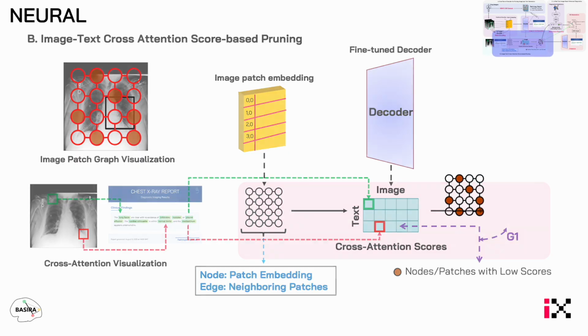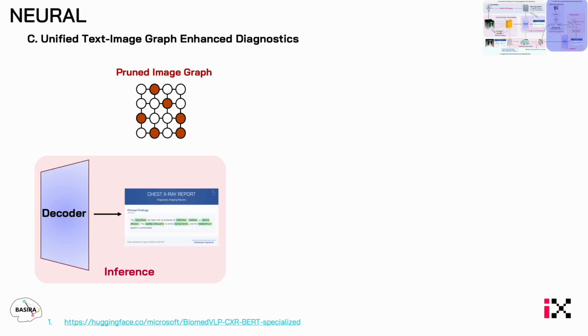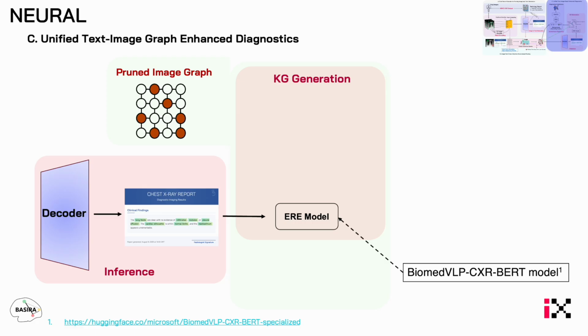Our final step is unified text image graph enhanced diagnostics. To avoid storing the ground truth text, we use the fine-tuned decoder to produce the text. We create a knowledge graph out of this text, which would look like this, using the BioMed VLP CXR BERT model, which is an entity and relation extraction model for our case.